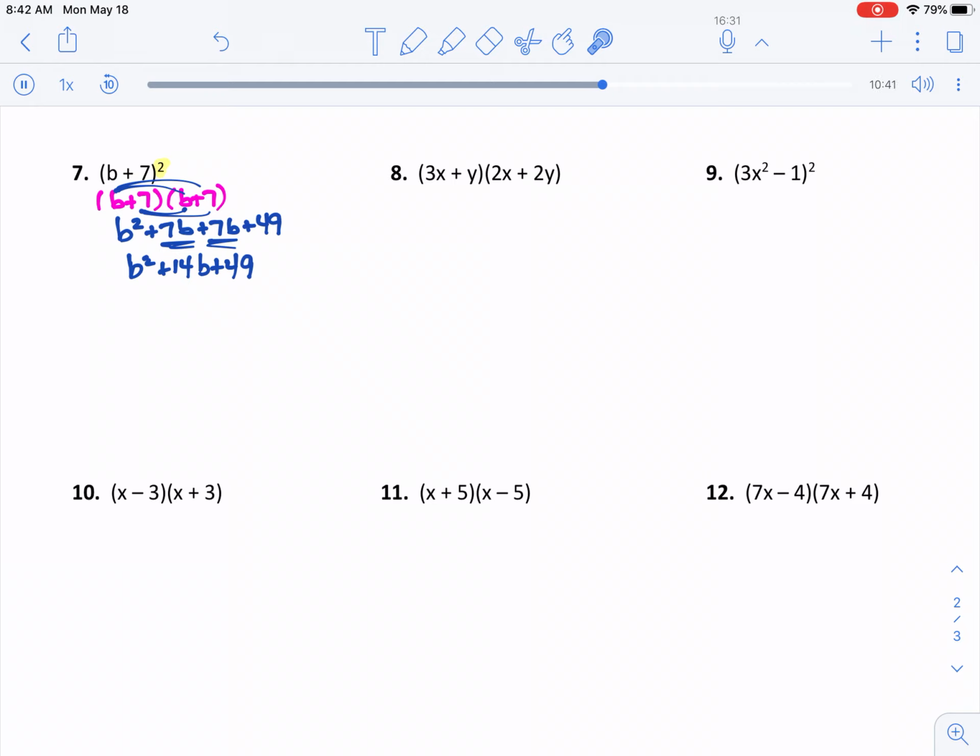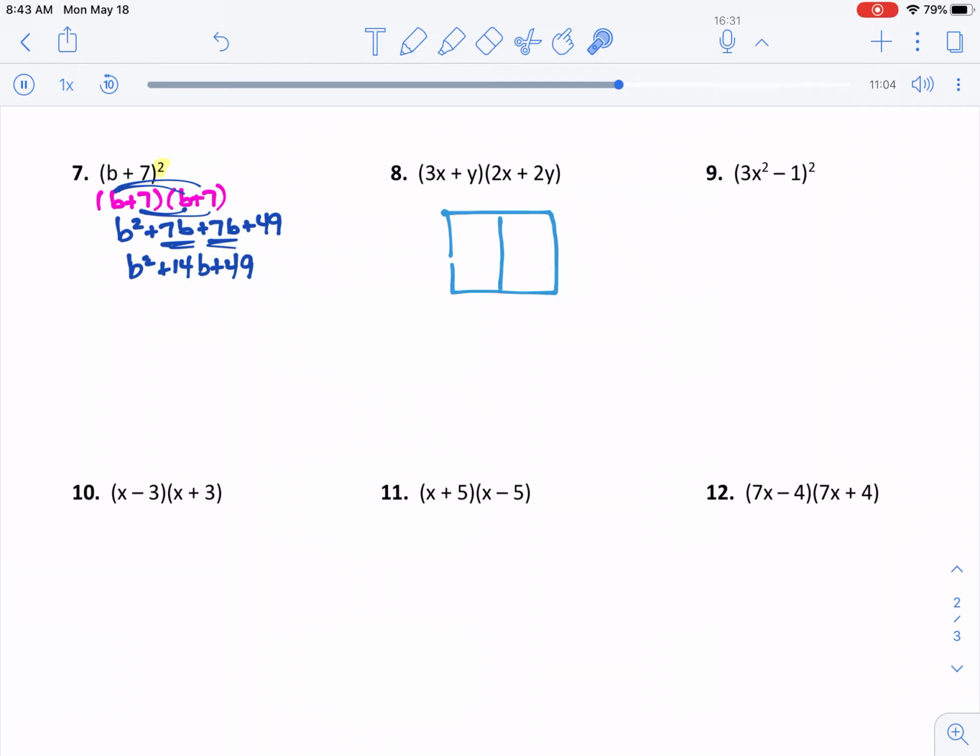Now you might say number 8 looks a little different as well. And you're right, it has multiple variables. So we have x's and y's, but it's still a binomial times a binomial. So it's important to realize our strategy has no reason to change. With this one, I'll use the box method just to keep letting you know you can always use the box method. Box method always works nicely.